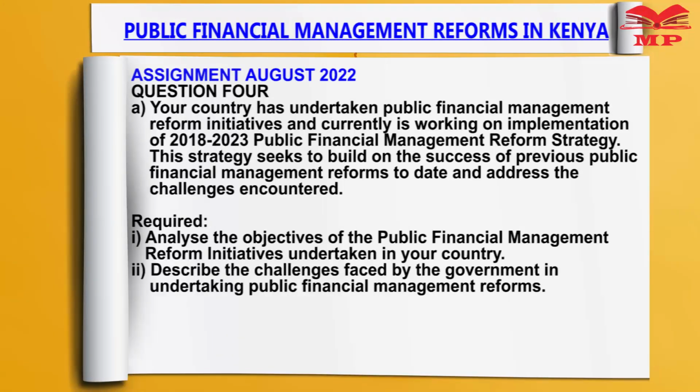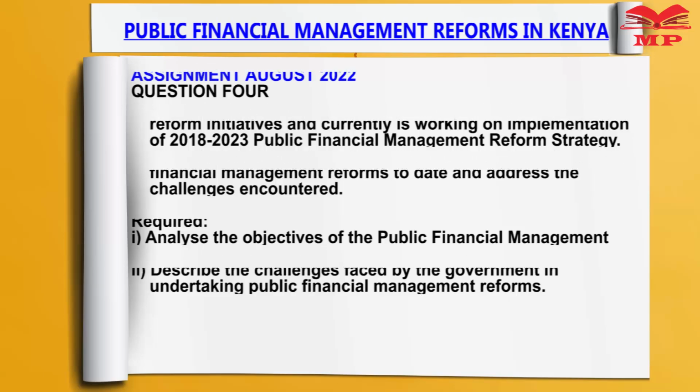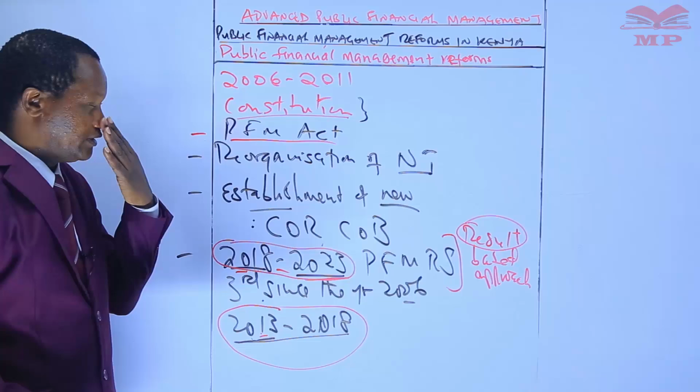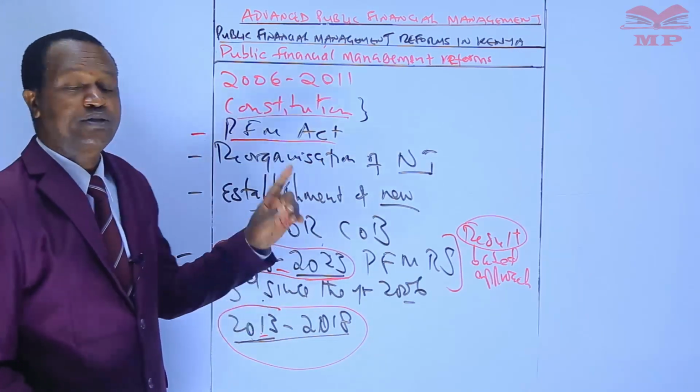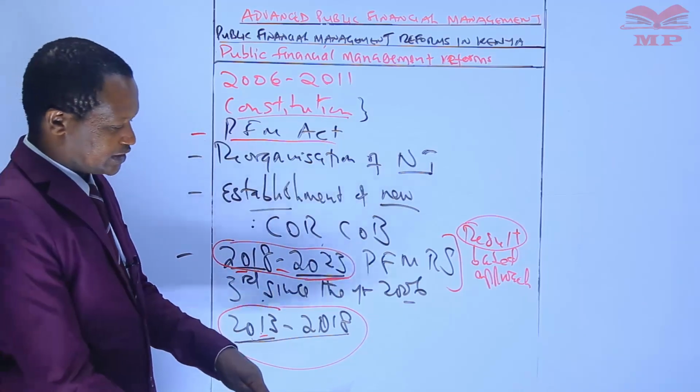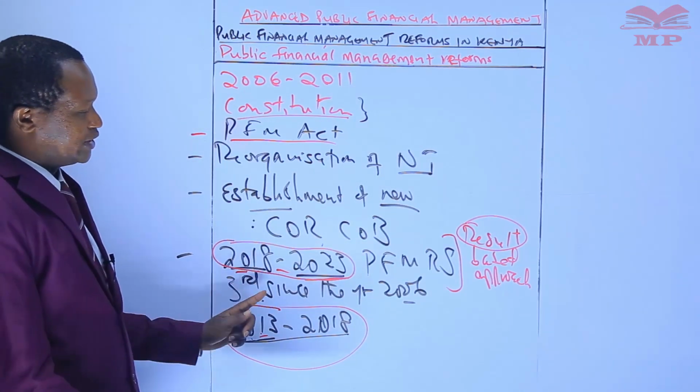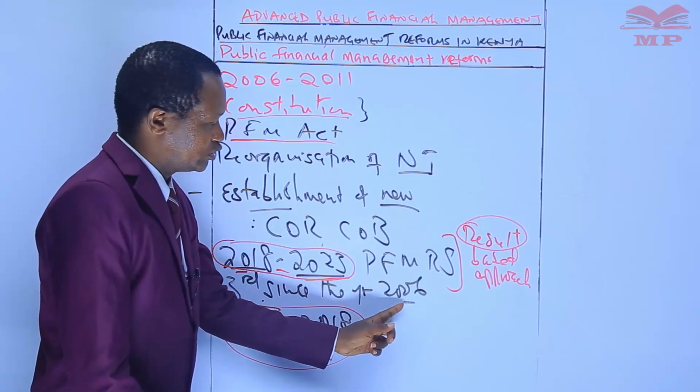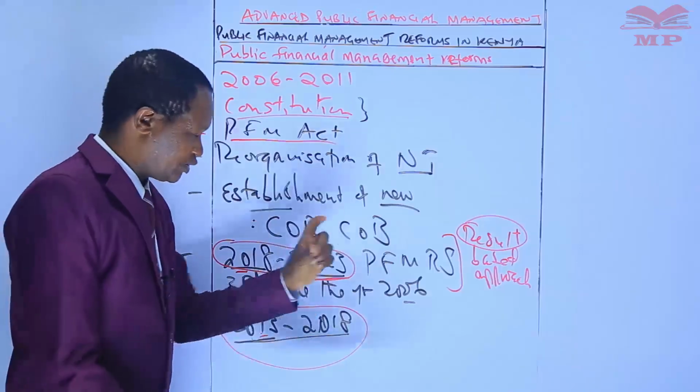August 2022, Advanced Public Financial Management paper, question number 4. Your country has undertaken public financial management reform initiatives and currently is working on implementation of the 2018 to 2023 public financial management reform strategy. This strategy seeks to build on the success of previous public financial management reforms to date and address the challenges encountered. I've just taken you through the phases of public finance management reforms in Kenya, and the question is testing on the third one since the year 2006. The current one is the third one.